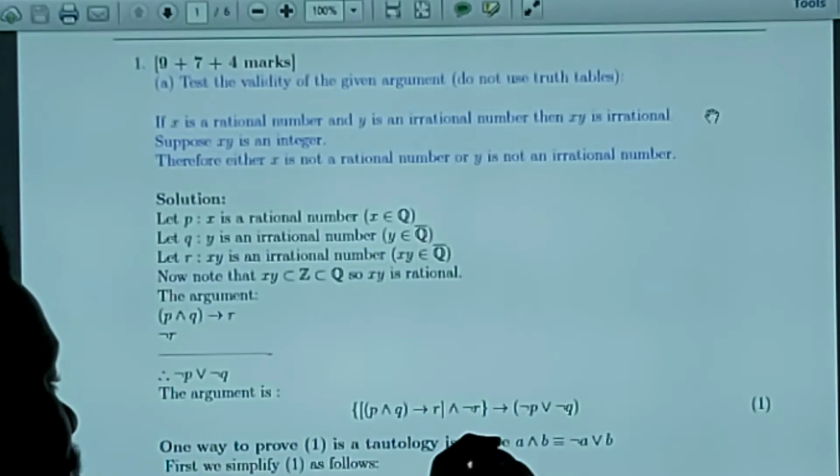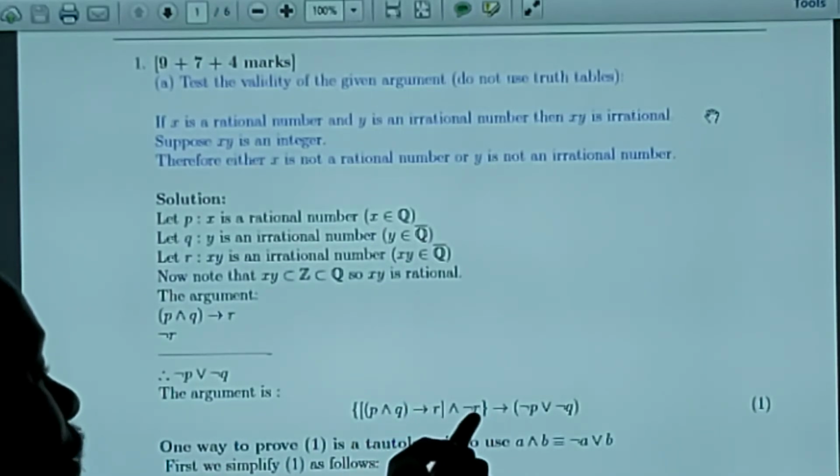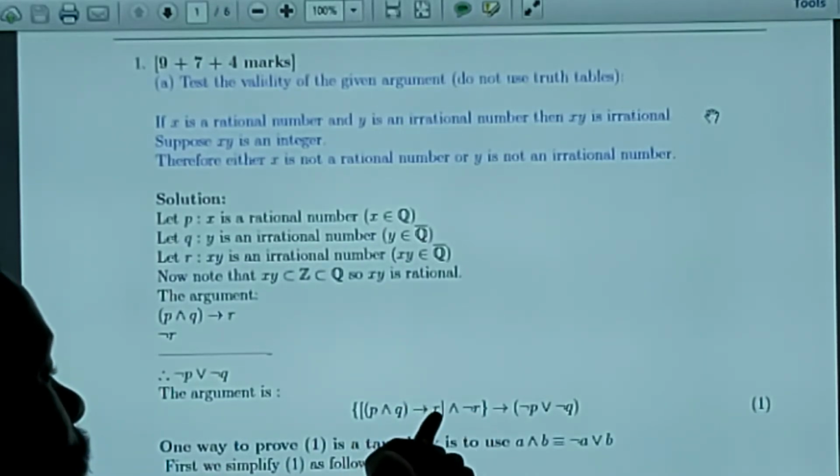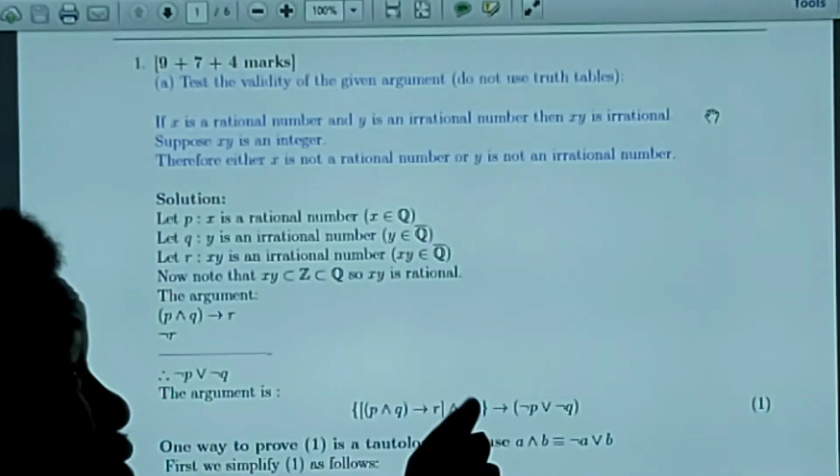Wait a minute, what have I said? So this is true and true. We have supposed R to be true. So you have true implies true. So this will be true and false will be true. So the only two things you needed to check was either this or this, and that will check for tautology.